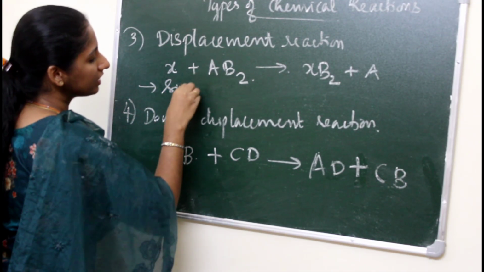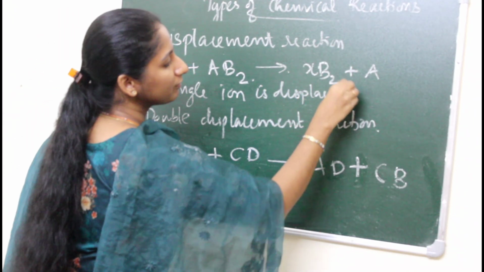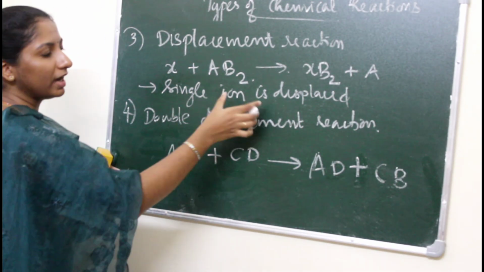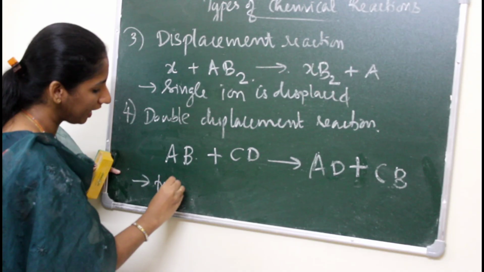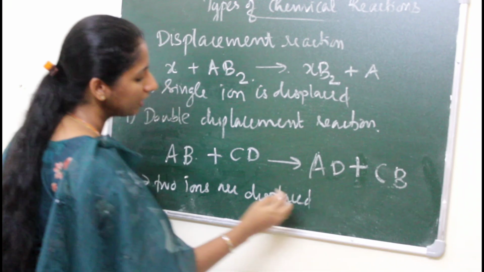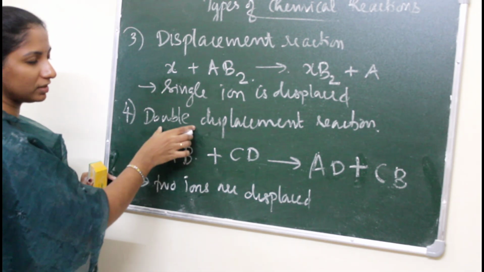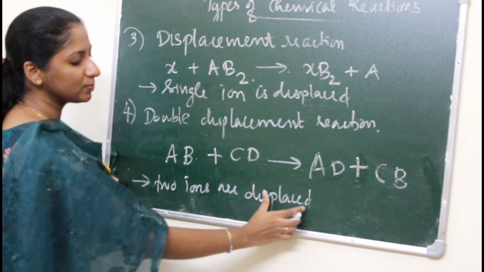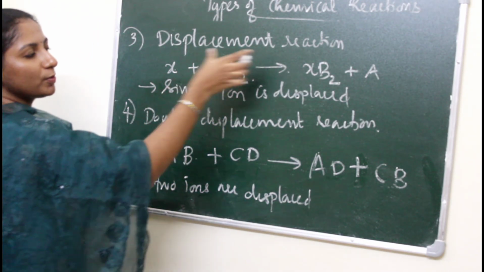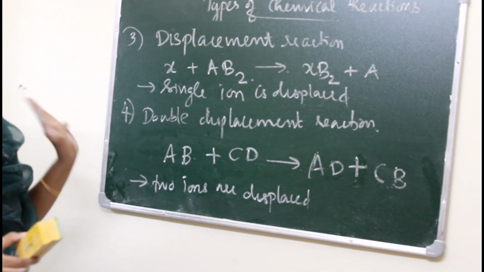Here a single ion is displaced when we are moving from reactant to product side. Here two ions are displaced when we are moving from reactants to product side. These are reactants, this is products. So what is happening within this double displacement reaction? Two ions are displaced when we are moving from reactants to product side. Here, when we are moving from reactant to product side, what is happening? A single ion is displaced. So that's all about the displacement reaction and double displacement reaction.